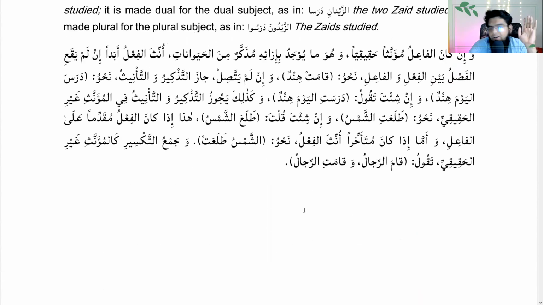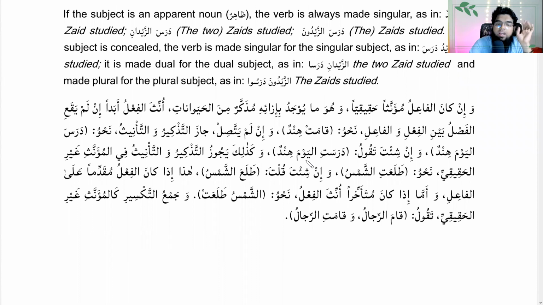Okay, fine. So you understood about مُؤَنَّثْ حَقِيقِي. What is مُؤَنَّثْ حَقِيقِي? It is a human being or an animal or whatever, which has a male counterpart in the world of animals or living beings. So two things. If it is attached, if it comes without any gap, you have to use feminine. If it is not attached, you have a choice. You can say darasa al-yawma hindun, or you could have said darasati al-yawma hindun. Fine, both are fine.